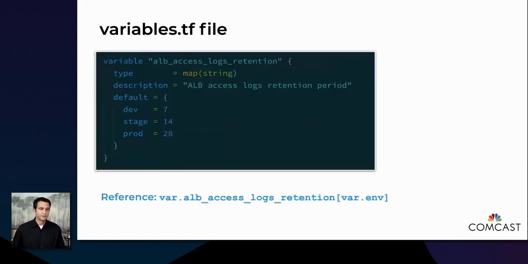So what does this look like? In this case, we have a simple example of setting access log retentions, and you can very easily see that dev, stage, and prod all have different values and what they are. When you go to reference that variable, or any of the variables you set this way, you just have to make sure you always reference them as a map using the environment variable as the key.